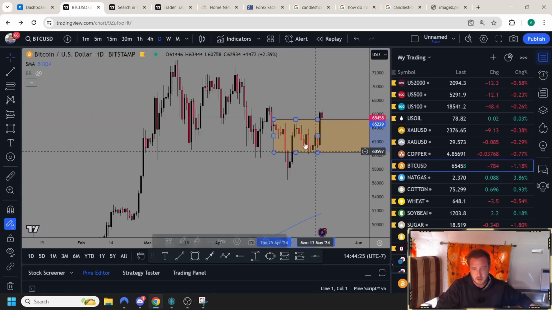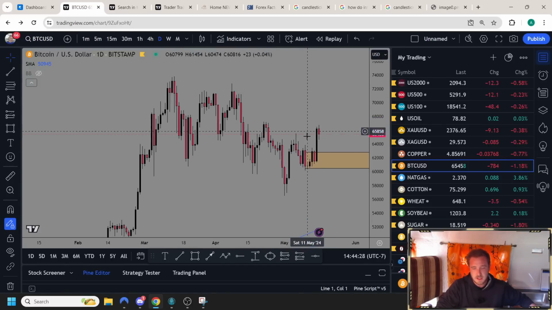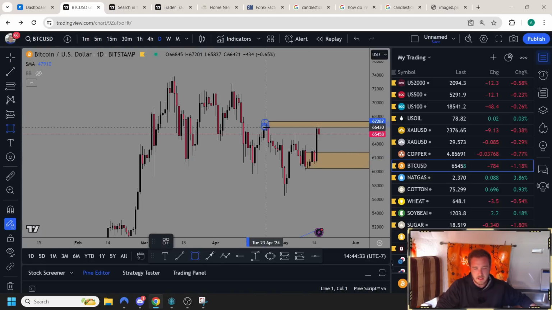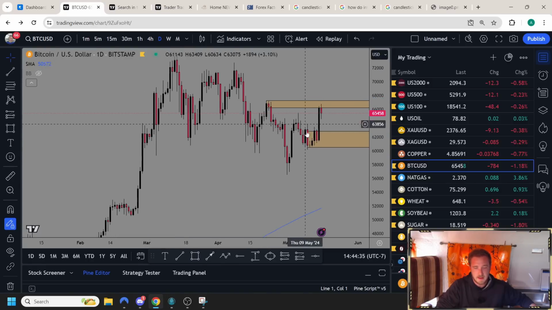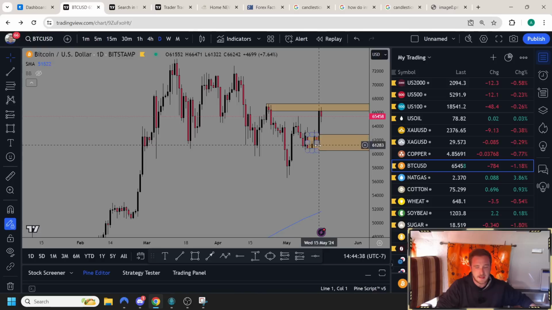In fact, let's talk about what's going on now, because that's what people want to know. This is going to be an area that I really like for buying opportunities, but this is also a really nice area that I like right here. Okay, now let's talk about this area. Why do I really like this area for buying?